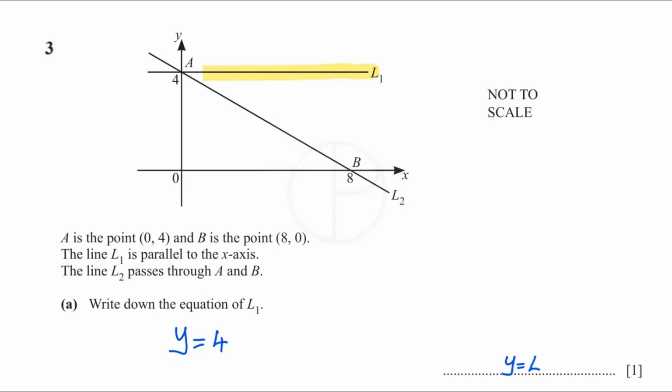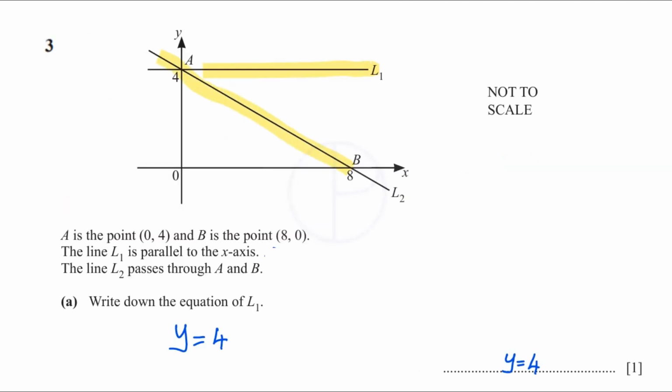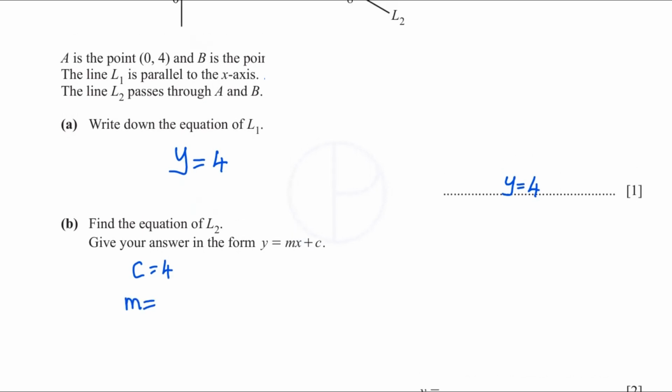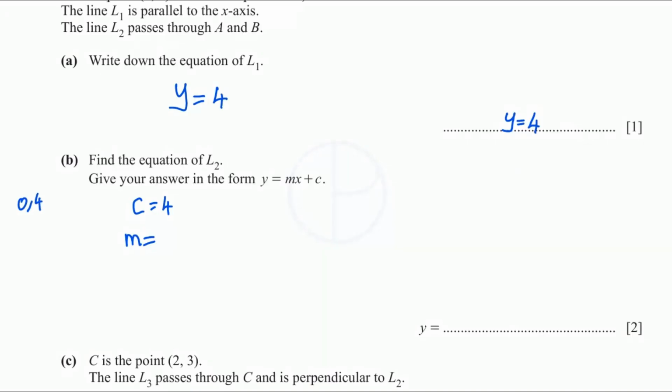The next part of the question is, find the equation of L2. Give your answer in the form y is equal to mx plus c. Here m is the slope and c is the y-intercept. The line L2 crosses the x-axis at this point, crosses the y-axis at this point. c is 4. So let's find out the gradient. So this point is (0, 4) and this point is (8, 0). By using these two coordinate values, let's find out the gradient of the line L2. (0, 4) and (8, 0).